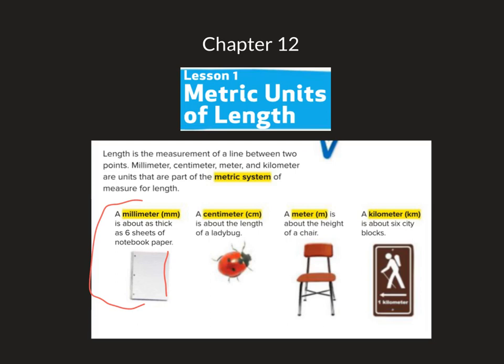A meter is about the height of a chair. Okay, so your dining room table chair is about a meter high. And then a kilometer is about 6 blocks. If you're walking around your block, you'd have to walk a little bit farther to get 1 kilometer. Okay, so let's get started.